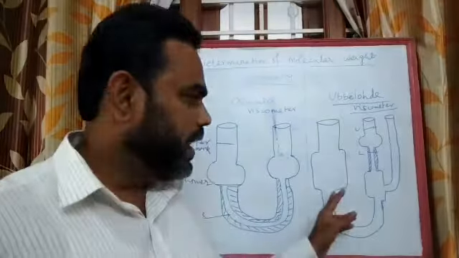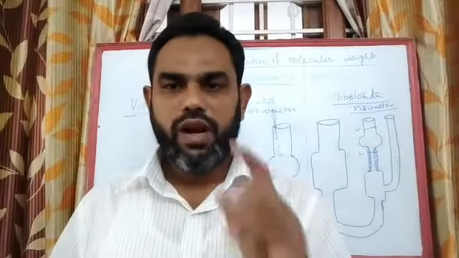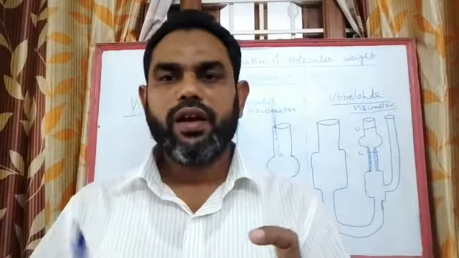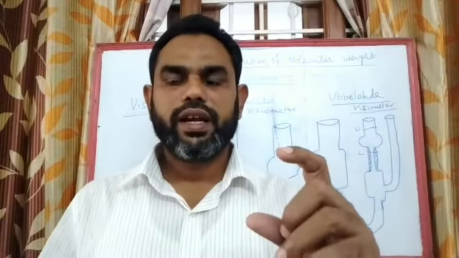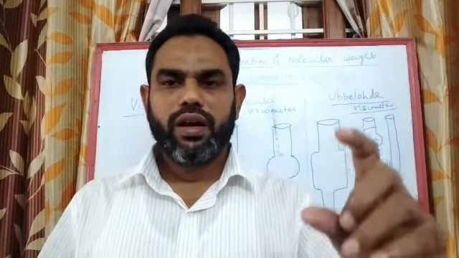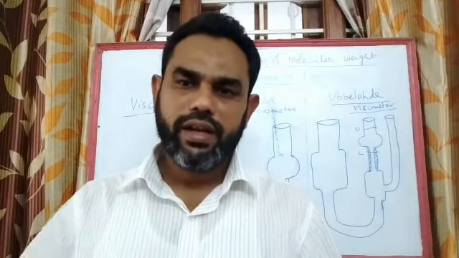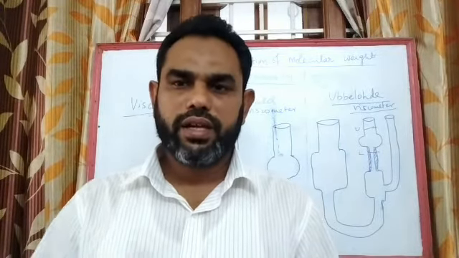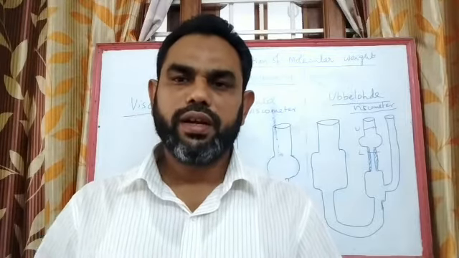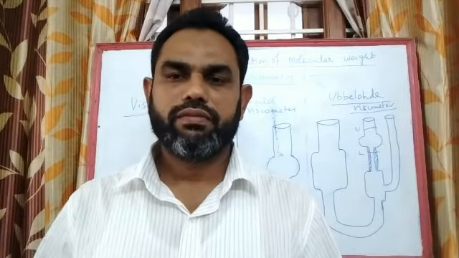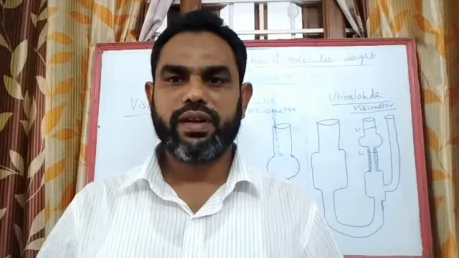Whereas in the Ubbelohde viscometer, from one higher concentration, you can dilute the solution further and further, so that you get different measurements in one solution. By adding the solvent, you can dilute the polymer solution and go for different flow timings for different concentrations.